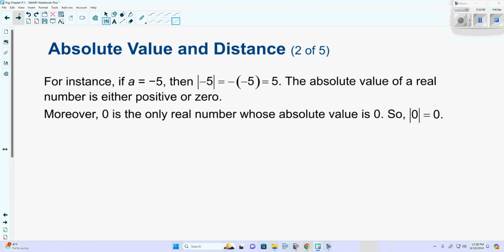For instance, if a is equal to -5, then the absolute value of -5 is equal to 5. The absolute value of a real number is either positive or 0. Moreover, 0 is the only real number whose absolute value is 0.